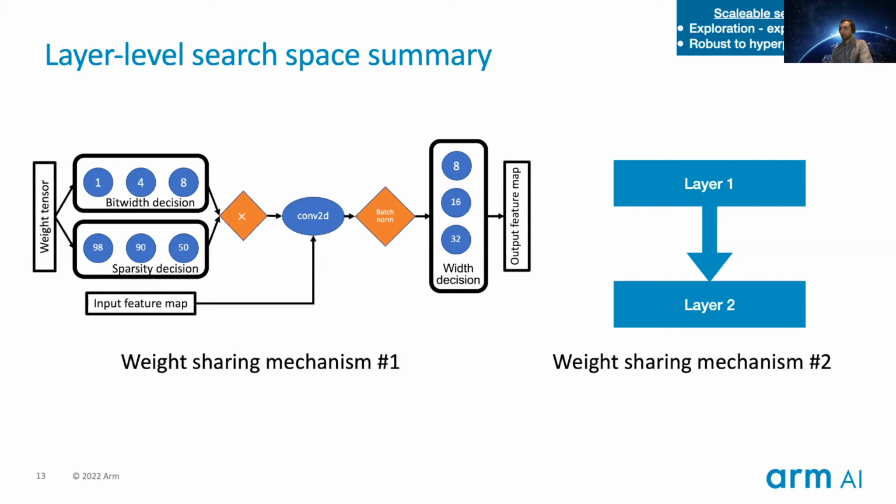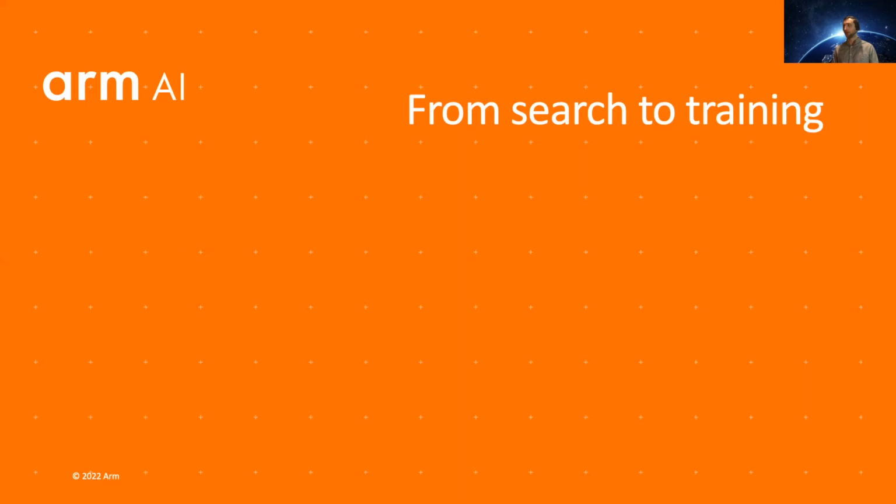Okay, so I don't think we have too much time to actually delve into more about how we do the search, but one interesting thing that I wanted to touch on is, once we actually do the search and we find models that are compressible, that are, let's say, sparse and have a very low bitwidth, how do we actually train these models?